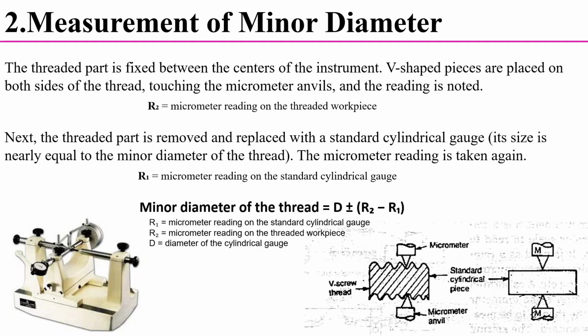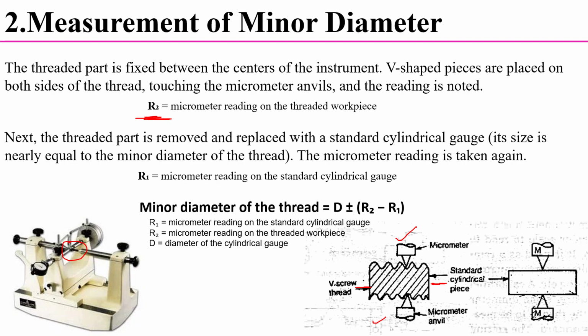Next we will discuss the procedure. The threaded part is fixed between the centers of the instrument. So first we fix this V screw thread workpiece in the centers of the instrument. Then V-shaped pieces are placed on both sides of the thread, and we ensure that they touch the micrometer anvils, and take the reading. Let's consider this reading as R2. Here R2 represents the micrometer reading on the threaded workpiece.